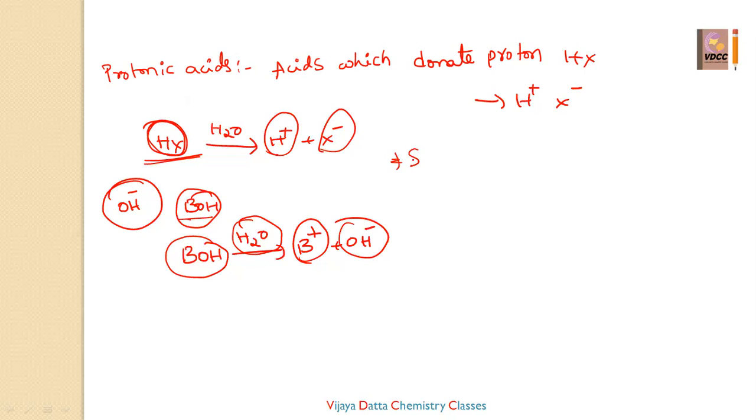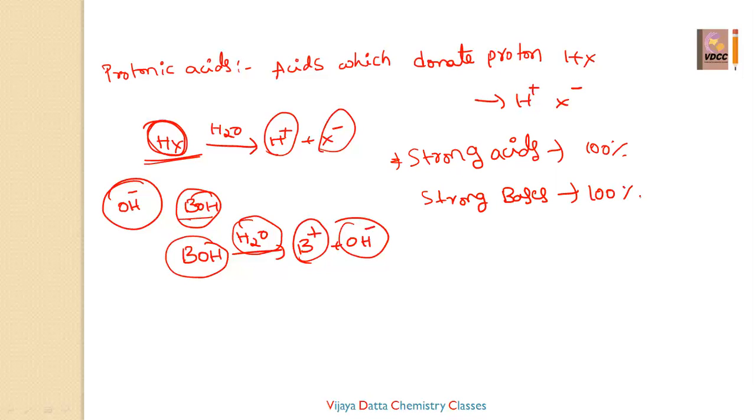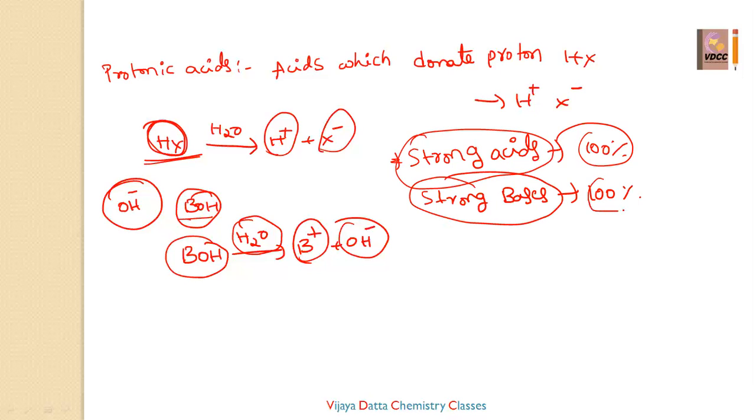If you take strong acids, the ionization is 100%, because they can dissociate, they can ionize completely. If you take strong bases, they also ionize completely. Ionization and dissociation are the same: forming ions or dissociating into ions. So if you take strong acids, dissociation will be 100%. If you take strong bases, dissociation will be 100%.